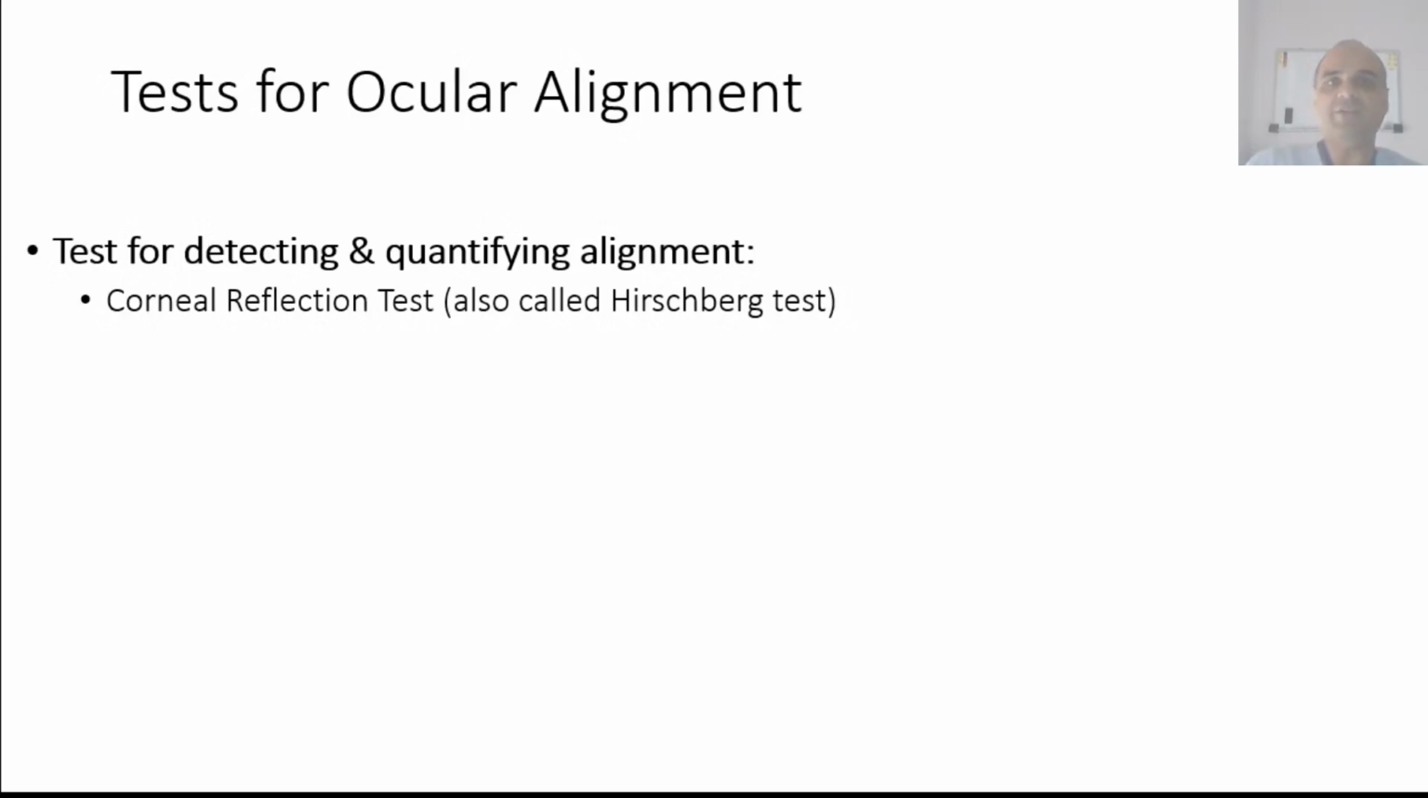So what tests are we going to do? For an undergraduate, we do two tests. The first is called a corneal reflection test, also called a Hirschberg's test. And this is for detecting the presence of squint and quantifying the squint or alignment. Meaning, if a squint is present, how much of it is present, putting a number next to it.